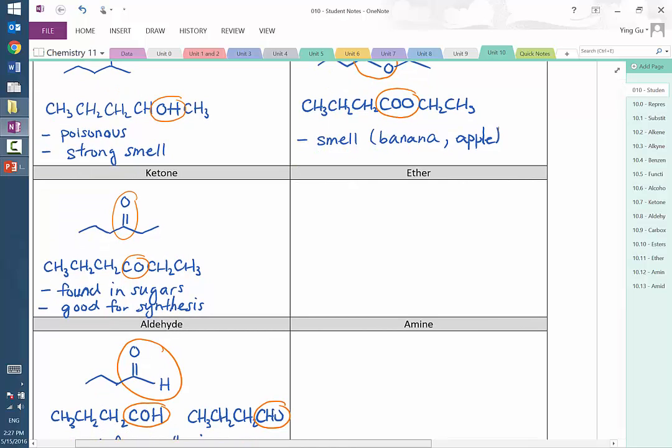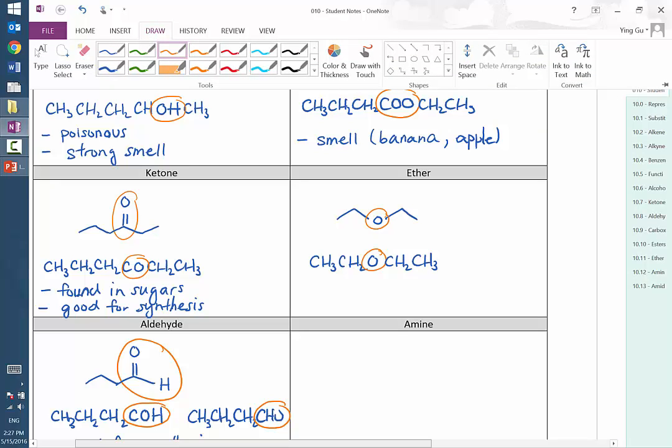Next, we have ether. I like ethers. They look so happy. It's a happy face. In a condensed structure, it will look like this: CH3, CH2, O, CH2, CH3. So how you identify an ether is you're looking for this O right in the middle of some chain. It doesn't have to be right in the middle. It can be off-center too. But when I say middle, I mean it's flanked by carbons.